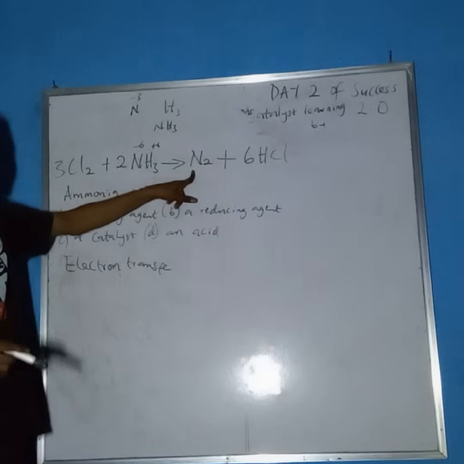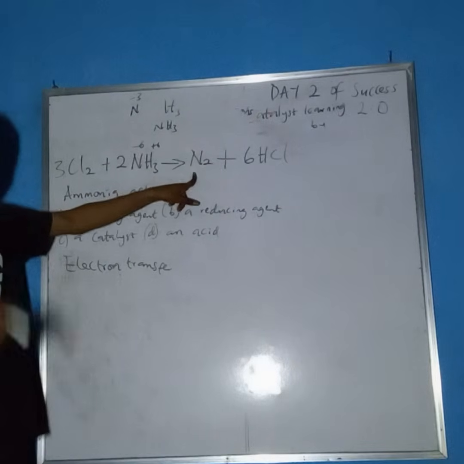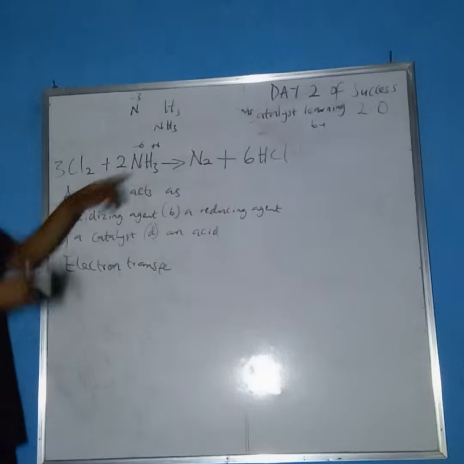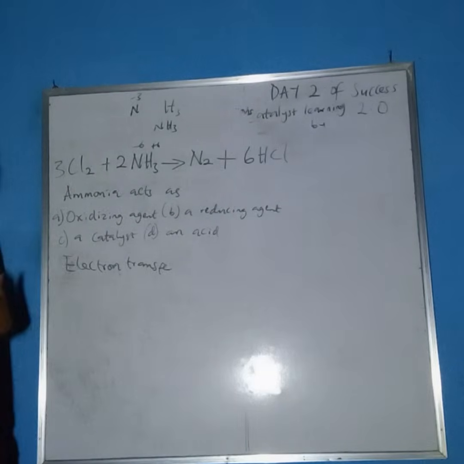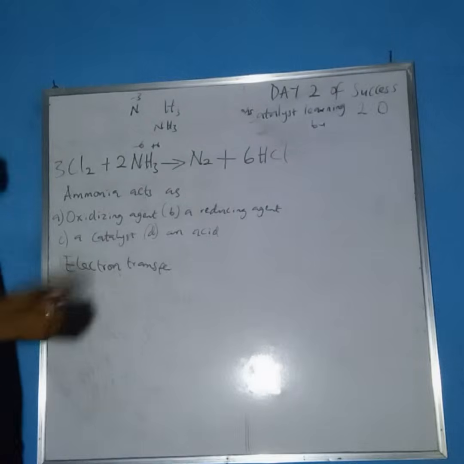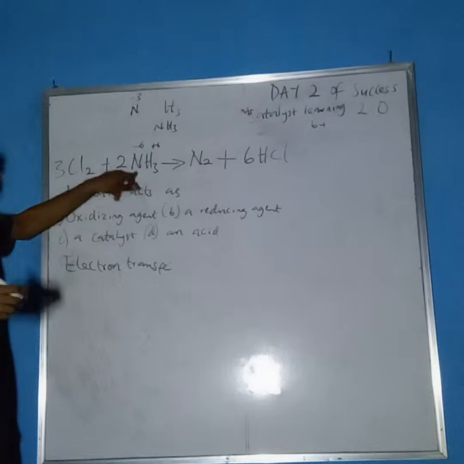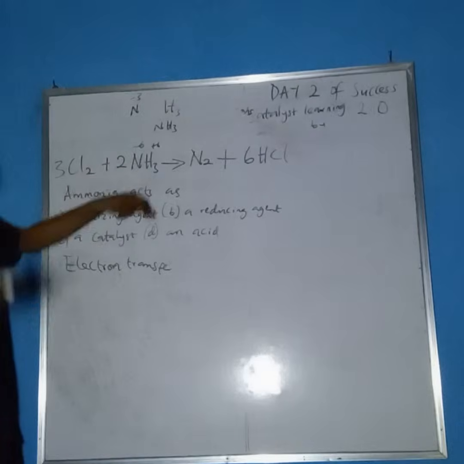And remember I said the oxidizing agent is reduced, it gains electron. The oxidizing agent is one that accepts electron, while the reducing agent is one that donates electron. So actually, this guy is oxidized. Nitrogen, the nitrogen in ammonia, loses its electron.